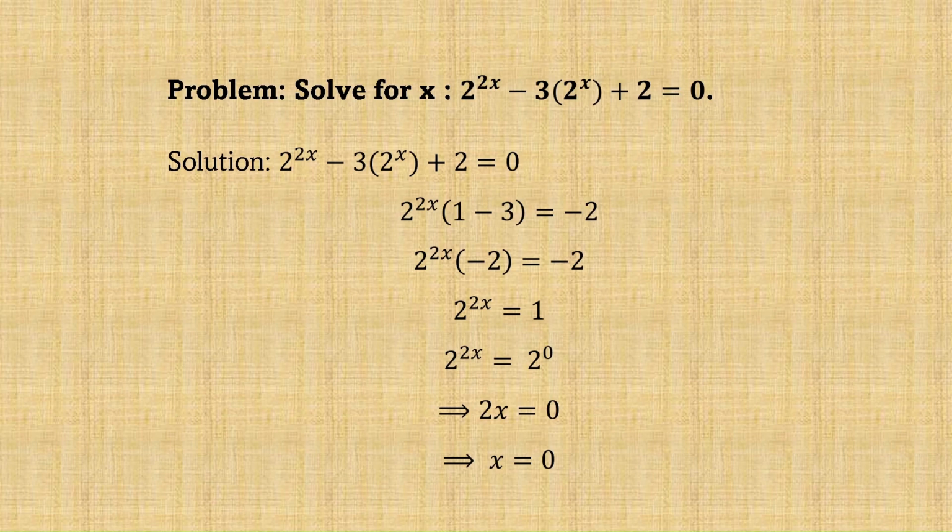Now dividing both sides by negative 2, we get 2 raised to 2x equals 1. Expressing both sides of the equation into powers with the same bases, we can equate 1 to 2 raised to 0. Since both sides of the equation have the same bases, the exponents can be equated. That is, 2x is equal to 0. This implies that x is equal to 0.